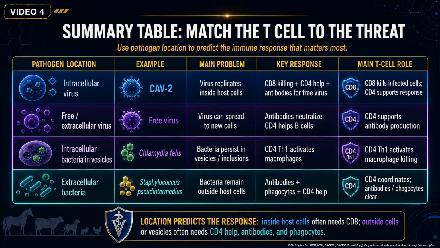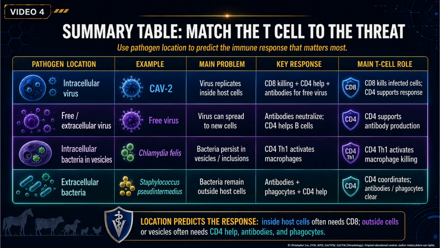And if the pathogen is an intracellular bacterium in vesicles, like Chlamydia felis, the main problem is persistence inside vesicles or inclusions. The key response is CD4 Th1 activation of macrophages. And if the pathogen is an extracellular bacterium, like Staphylococcus pseudointermedius, the main problem is that bacteria remain outside host cells. The key response here is antibodies, phagocytes, and CD4 help.